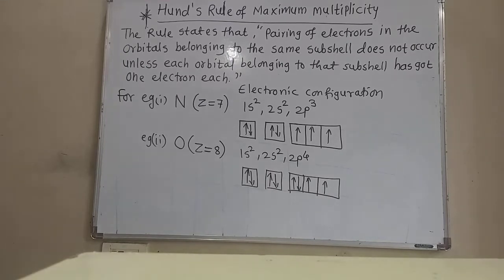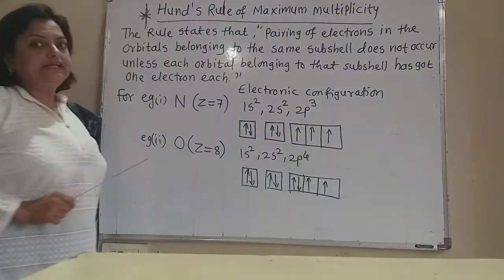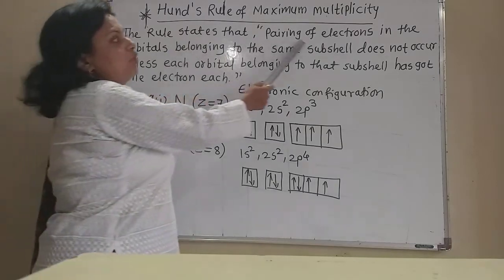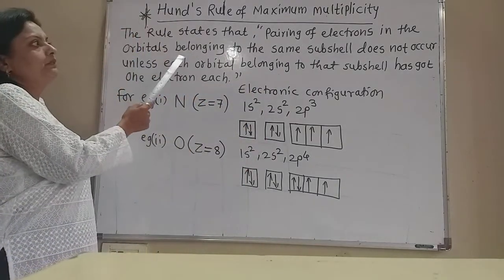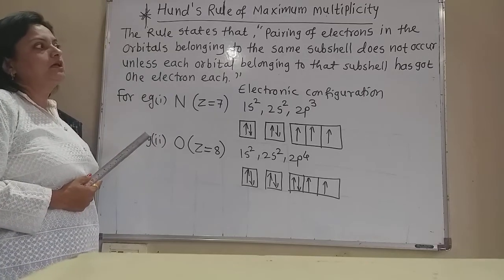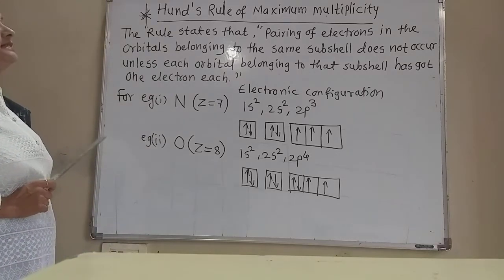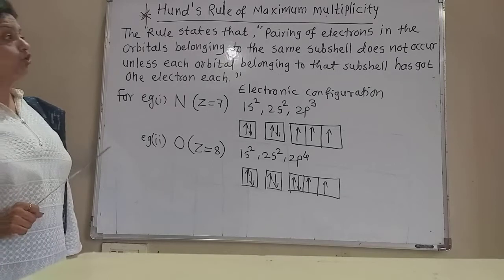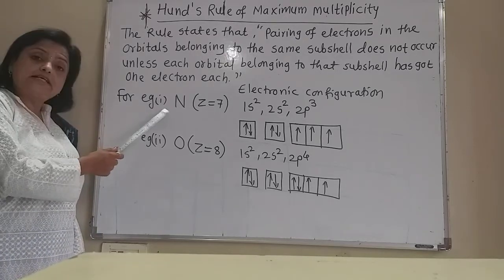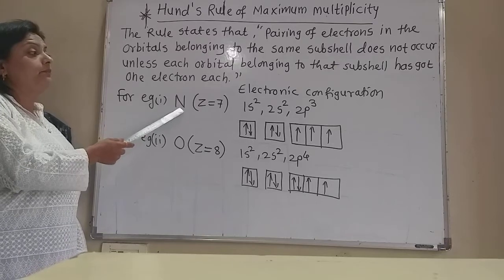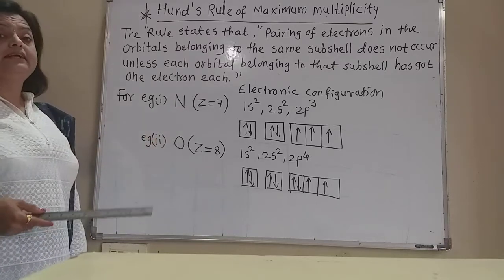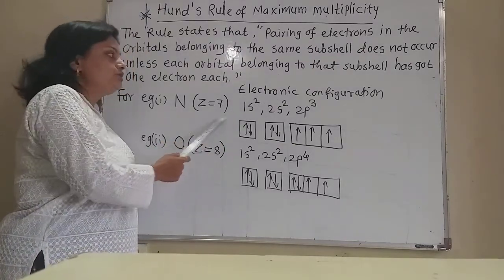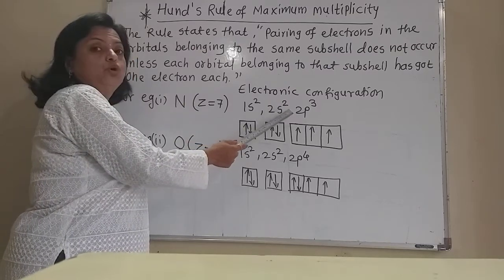Now, Hund's rule of maximum multiplicity. What does this rule say? This rule states that pairing of electrons in the orbitals belonging to the same subshell does not occur unless each orbital belonging to that subshell has got one electron each. Taking the example of nitrogen, atomic number Z is equal to 7, it contains 7 electrons, and the electronic configuration of nitrogen is 1s2, 2s2, 2p3.